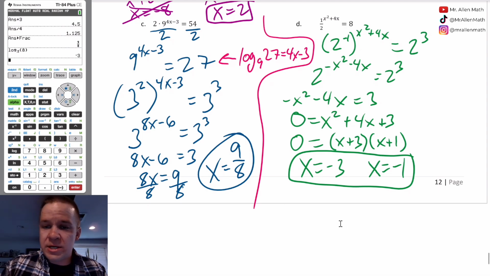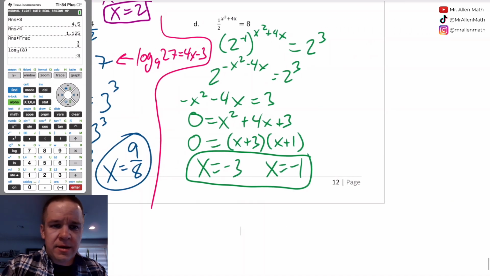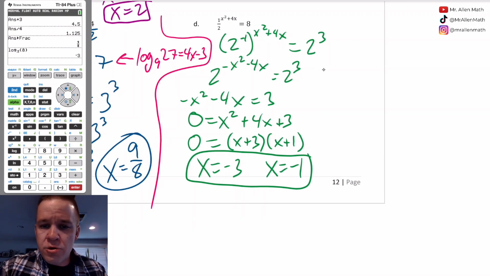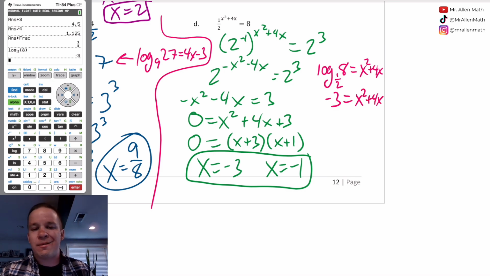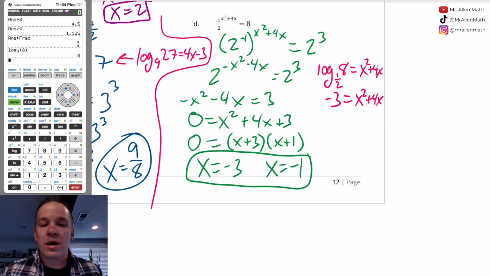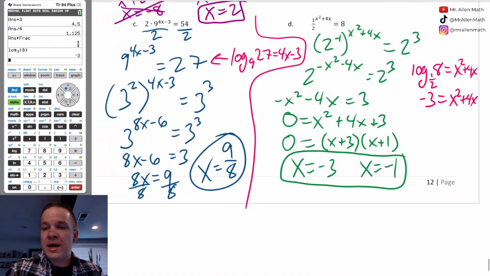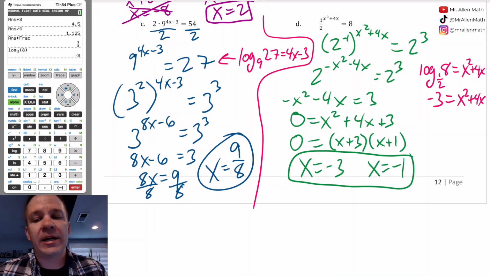We'd have, let's see here, I'll do it off to the side here, one sec. If we wanted to loop and swoop, you could have had log base 1/2 of 8 equals that x squared plus 4x. And then you'd have the negative 3 here equals x squared plus 4x, and we'd end up with the same situation, right? So either way you slice it is going to work. Totally up to you guys. I'm going to do it by hand in those situations because they do often show up in a non-calculator setting.